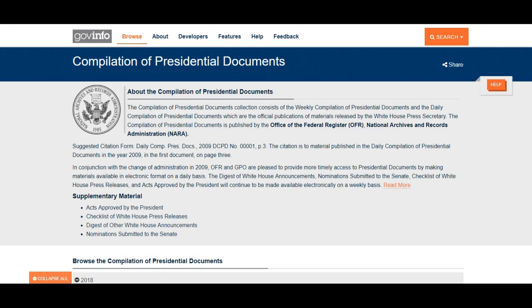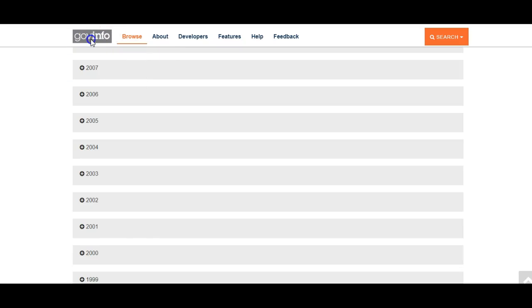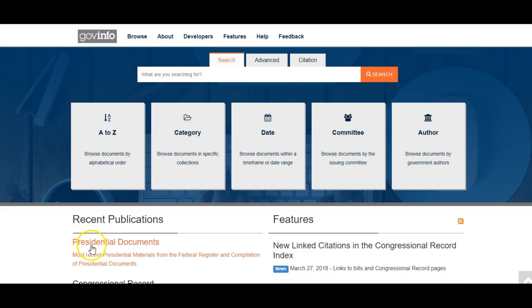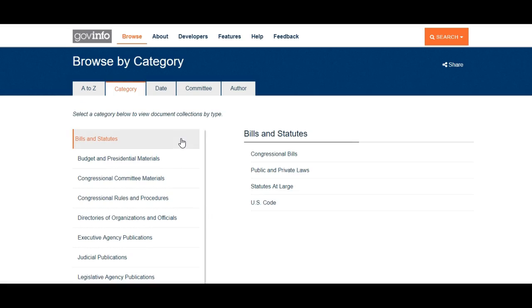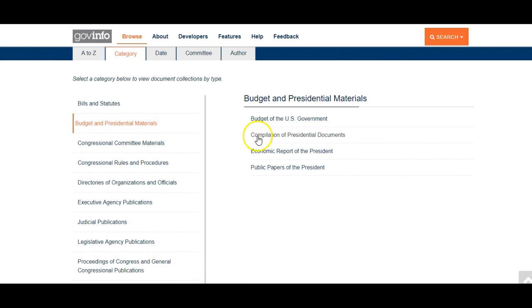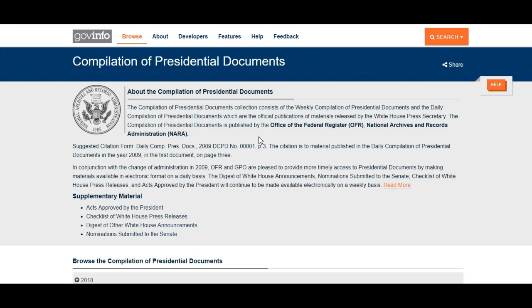And here on GovInfo, to get to the compilation of presidential documents, if you're lucky, they have it under a link under presidential documents. If you know the name of the source, you can go A to Z. I find on GovInfo the best way to find just about anything is either that A to Z list or the category list. And then you have to look a little bit, but you can figure out presidential materials are going to be there. And then the publication itself is called Compilation of Presidential Documents.